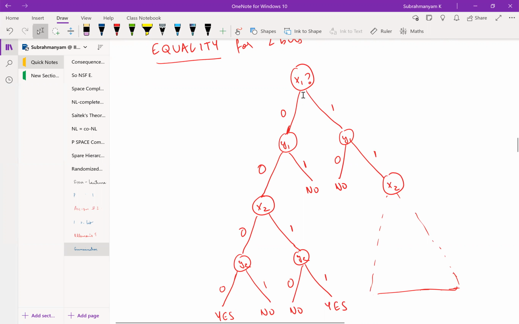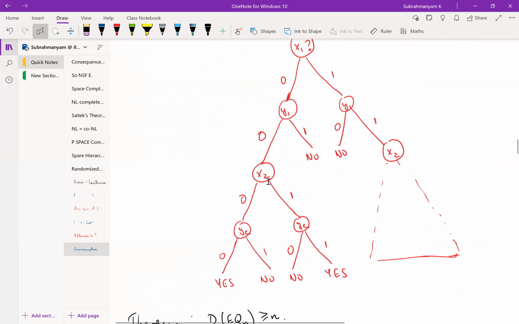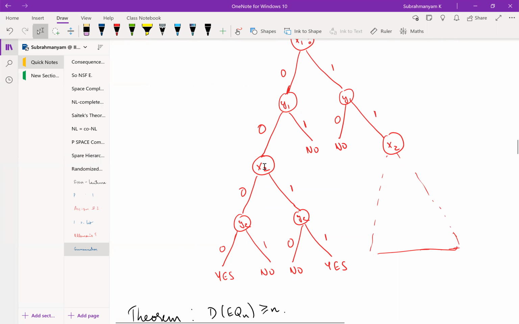If Alice's first bit is 0 and Bob's first bit is 1, we already know, without getting into the second bits, that these two values are not equal. So we could immediately output no. Similarly, if Alice's first bit is 1 and Bob's first bit is 0. However, if Alice's and Bob's first bits agree, let's say they are both 0, then we need to look at the second bits. Again, Alice could send her second bit, and then Bob could send his second bit. If they are the same, we say yes. If they are different, we say no. We could have a similar subtree here as well.